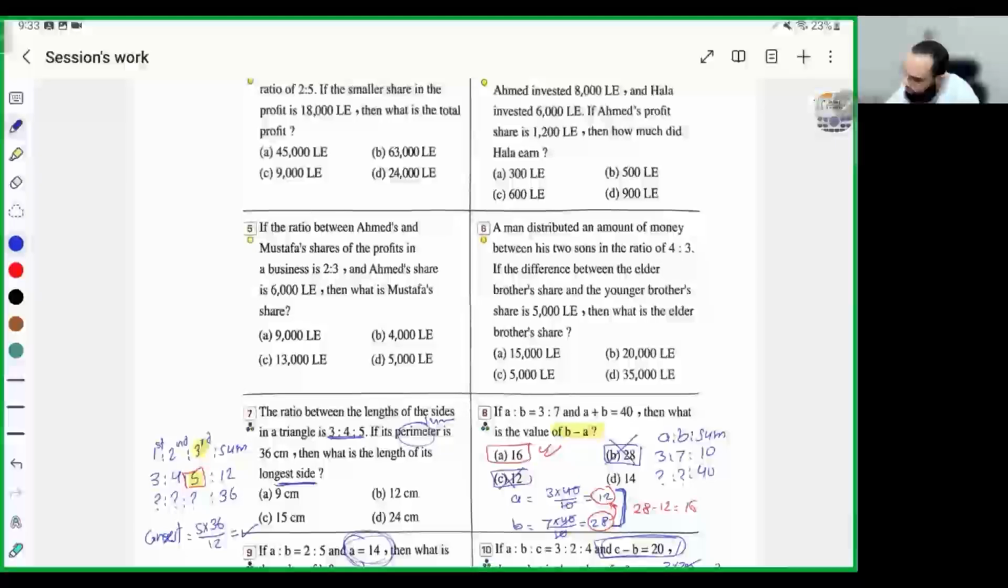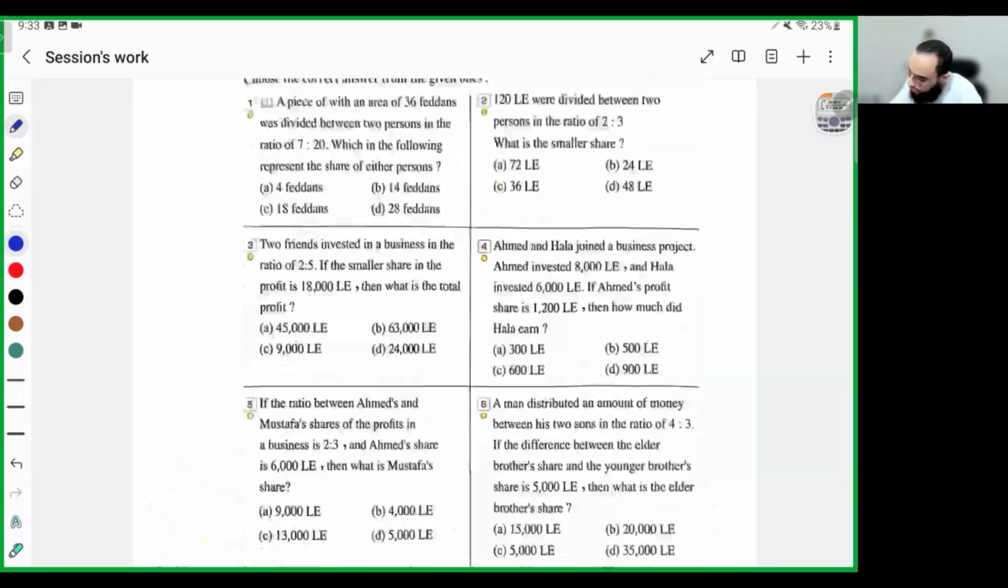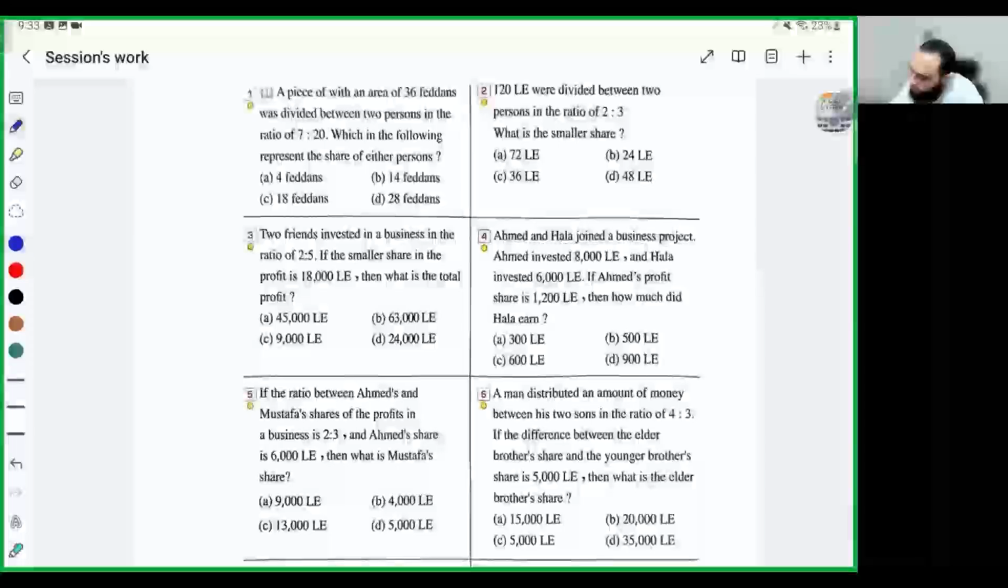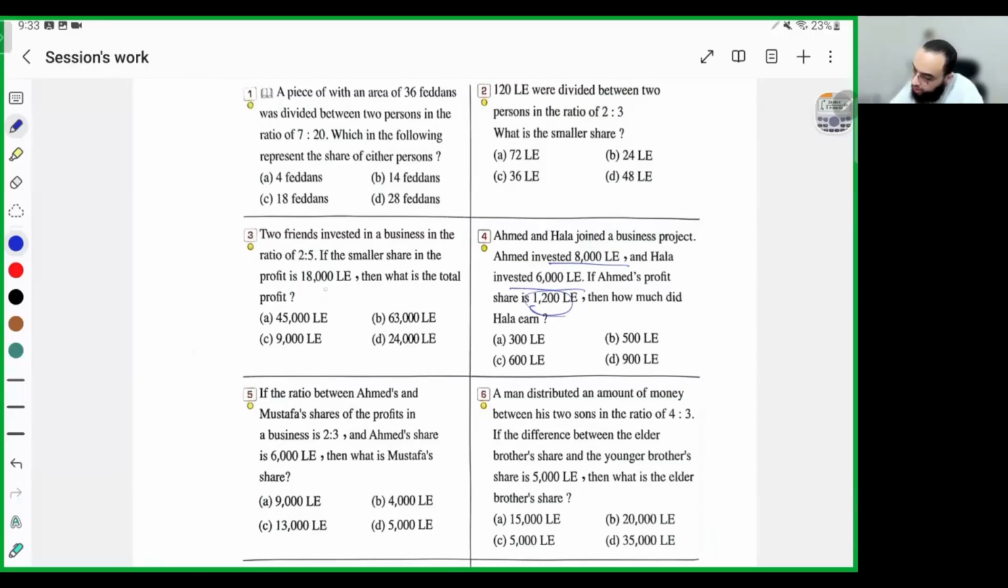Distributed, and the difference, it's a difference question. The ratio between Ahmed and Mustafa and Ahmed's share, it's a regular question. Ahmed and Hala joined the business, Ahmed invested, Hala invested, and the profit is some question. The smaller share, which is the 18,000, is below 2 or below 5. Actually, the smaller share, we have to put it below the 2, below the 5.